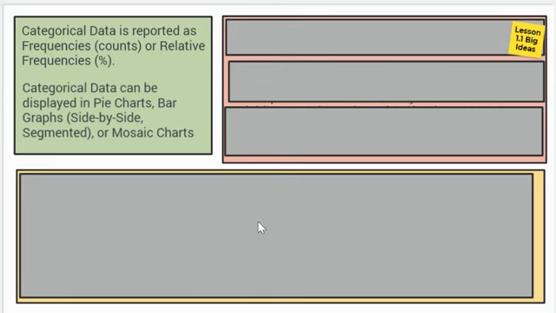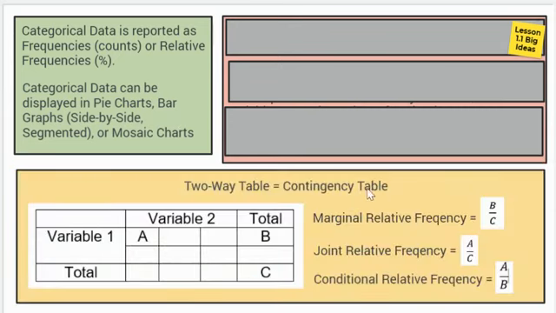Now let's take a look at another big idea, and that is contingency tables or two-way tables. Contingency tables or two-way tables have the same name. They're both the same thing. So here we go. I'll highlight this a little bit. A two-way table and a contingency table are the same thing. And here's an example of one down here.